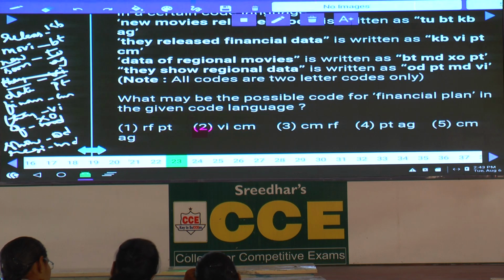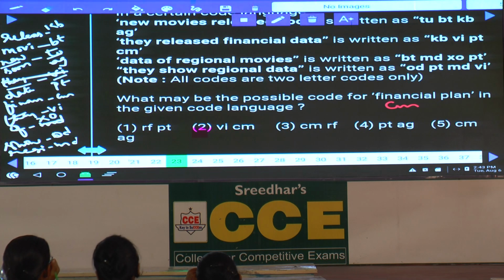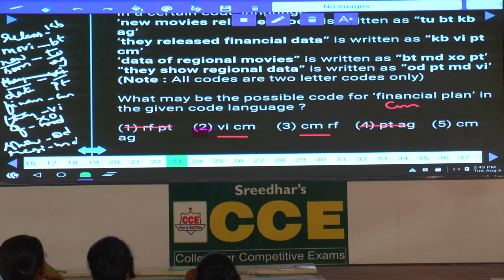Now the word financial is coded as CM, and plan is nowhere given here. The code for this plan should be anything other than the given codes. Now CM is written here, and in choice 5, and these two were ruled out. Then CM and VI. Now VI cannot be the code for this word plan, and CMRF cannot be the code for this one, isn't it? Hence RF, that is choice 2.